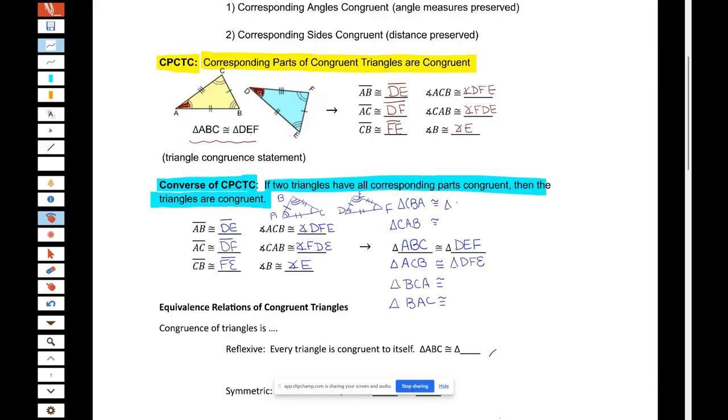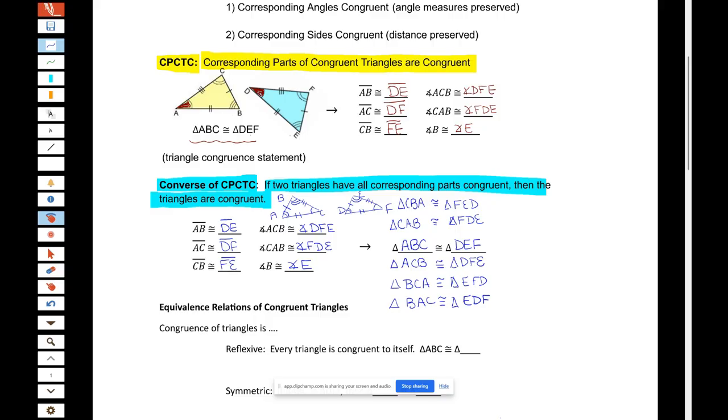CBA, DFE. CAB, FDE. All right, so if I called the first triangle BCA, it would be EFD. And if I called the first triangle BAC, it would be EDF.